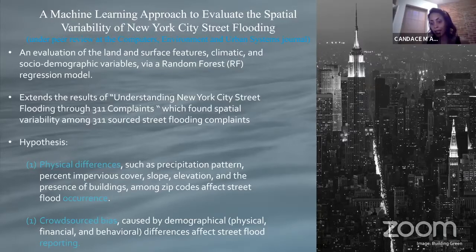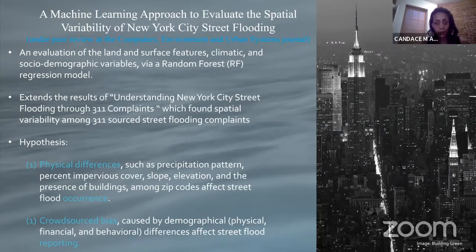The study hypothesized that one, physical differences such as precipitation pattern, percent impervious cover, slope, and elevation, also the presence of buildings, they affect the natural processes of infiltration, thus they have a major contribution to street flood occurrence. Now, our second hypothesis is that the demographic, such as financial, physical, and behavioral characteristics of the respondents of the New York City 311 reporting platform affect the proclivity towards addressing concerns.